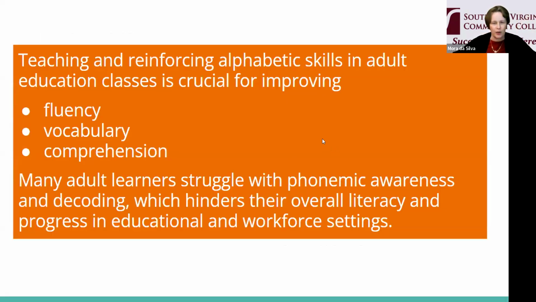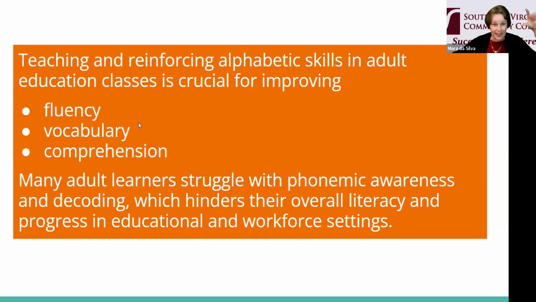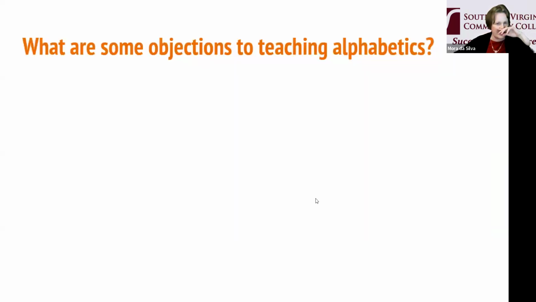teaching and reinforcing alphabetic skills, you have to be able to read the words and then you can work on your fluency. You can start to read them quicker, right? And then at the same time, you need to know what these words mean so that you can comprehend. So all of these things have to be working together. And a lot of our adult learners don't even have the basic phonemic awareness, which is like understanding how the written word works to be able to start to decode. So they're not solid there. And that will hinder their overall literacy and progress, and in the workforce and all of that, they're not meeting their potential.